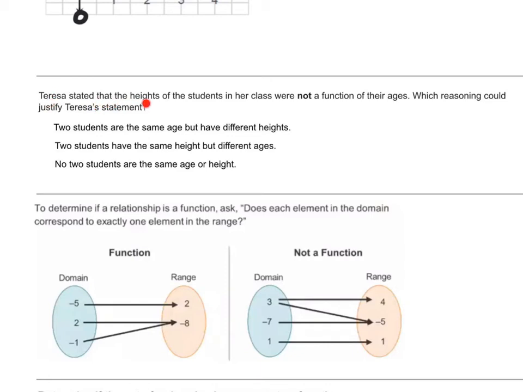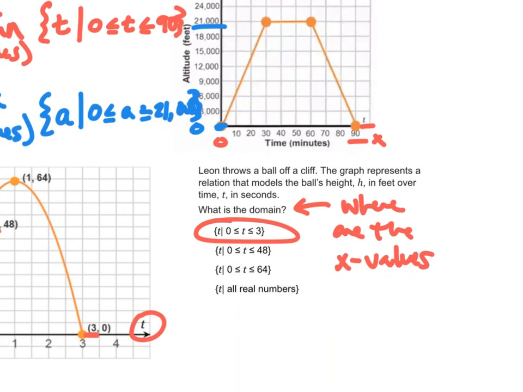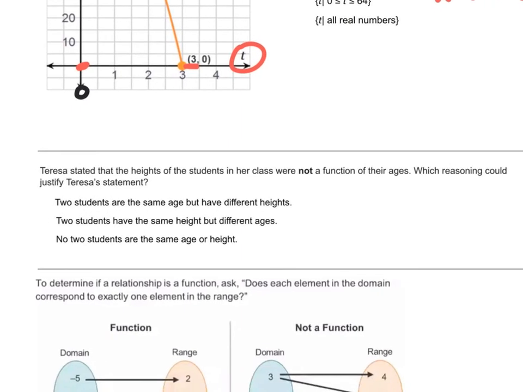Okay, Teresa stated that the heights of her students in her class were not a function of their ages. Which reasoning could justify Teresa's statement? And remember what we said. For every x value, there is exactly one y value. This is kind of a weird question, but she says the heights of the students were not a function of their ages.